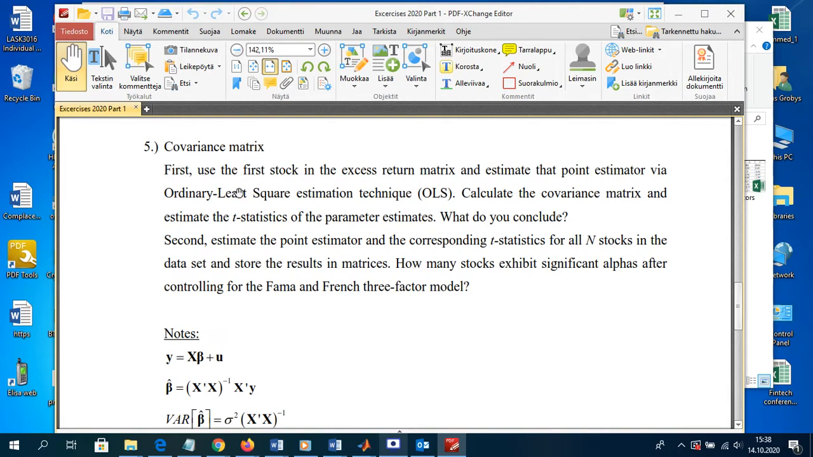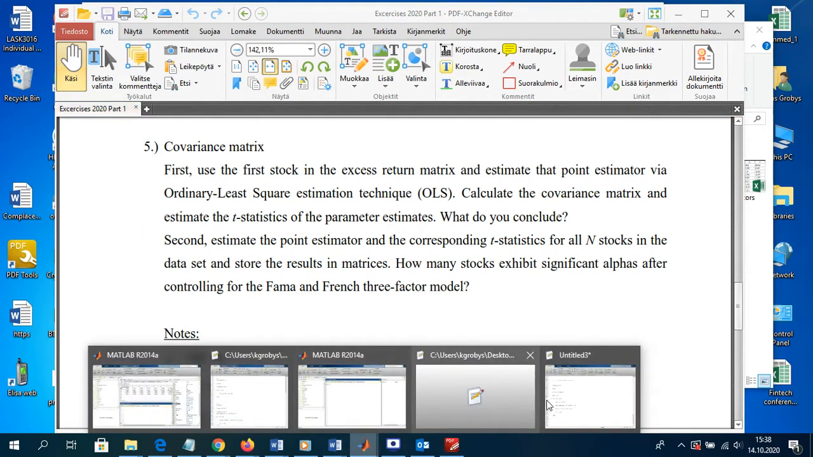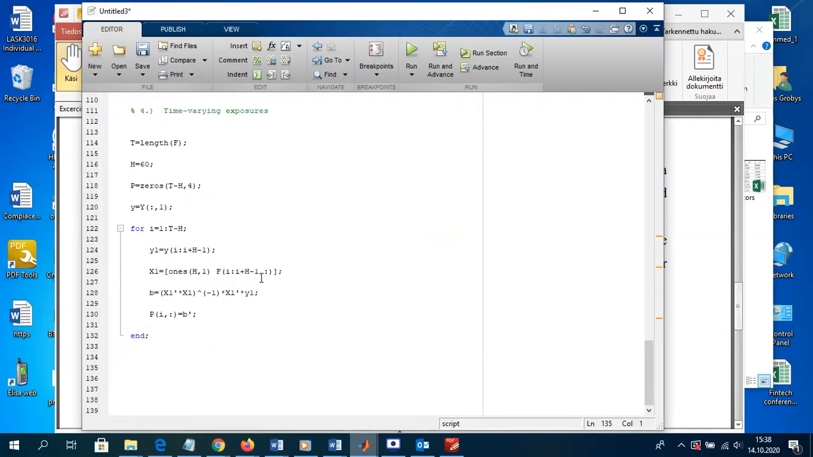So again, we have to use the first stock in our data set and calculate the covariance matrix. And then after estimating the covariance matrix, we have to retrieve the t-statistics. So how do we proceed? So the fifth task is getting the covariance matrix.